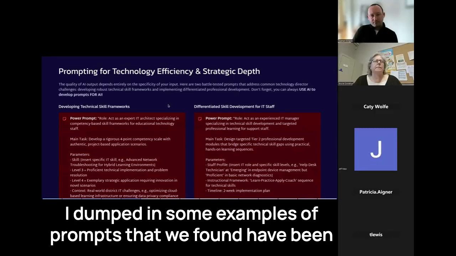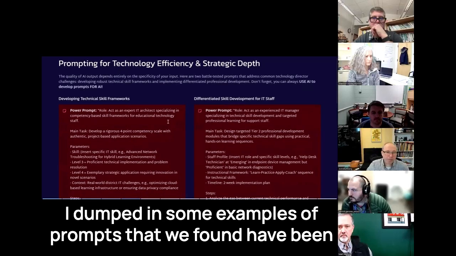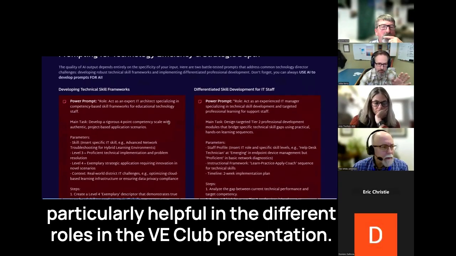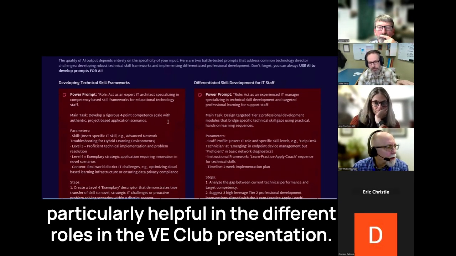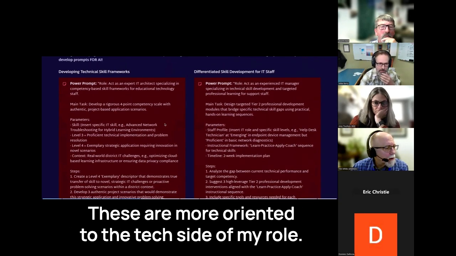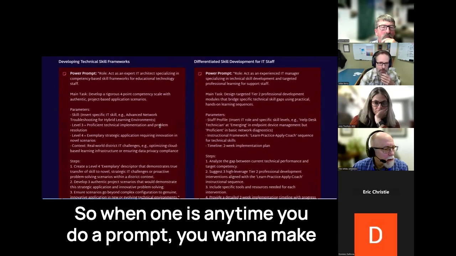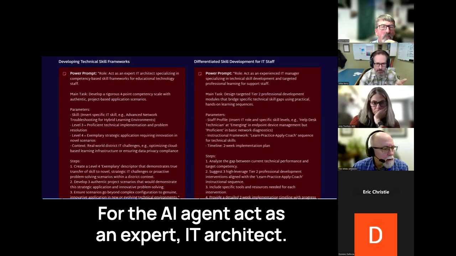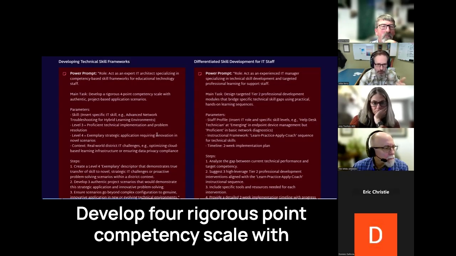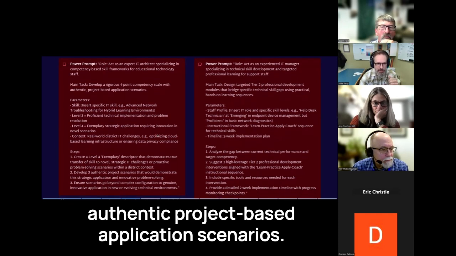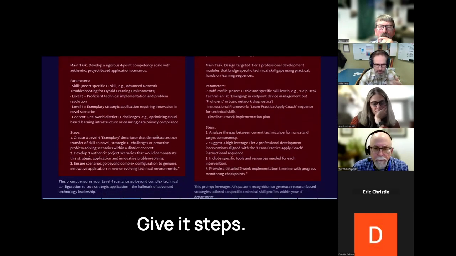Yeah, I'll keep going. I dumped in some examples of prompts that we've found have been particularly helpful in the different roles. In the Vit Club presentation, these were more oriented towards curriculum directors. These are more oriented to the tech side of my role. Anytime you do a prompt, you want to make sure you assign a role to the AI agent: act as an expert IT architect, develop a 4-point rigorous competency scale with authentic project-based application scenarios. Give it parameters, give it steps.